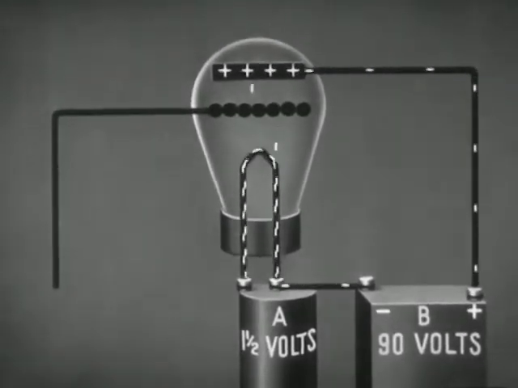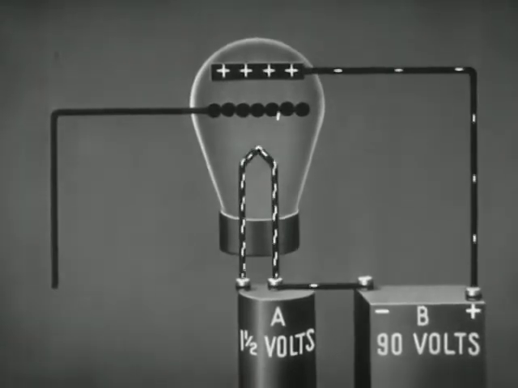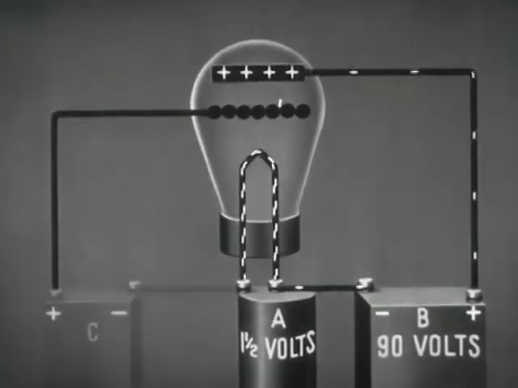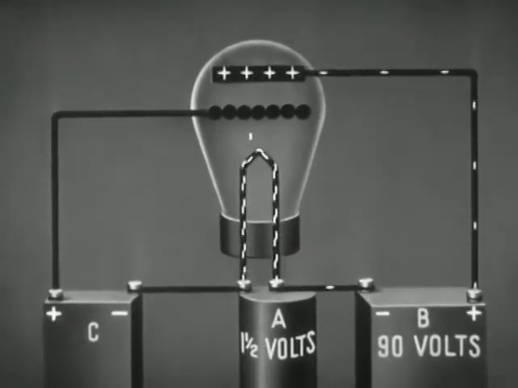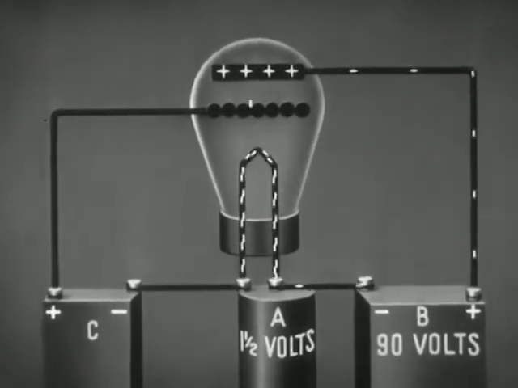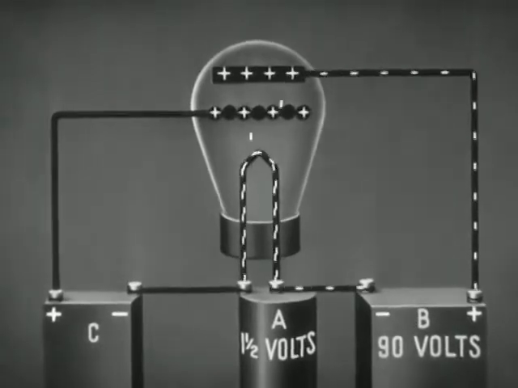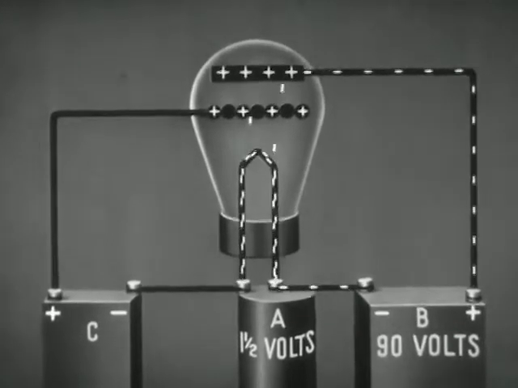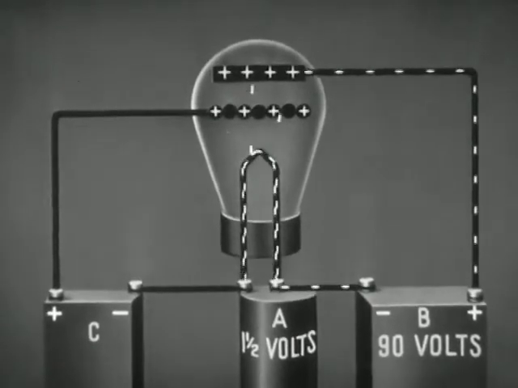A third element of wire mesh, called the grid, is inserted between the filament and the plate. Now let us connect a battery in the grid circuit so that the grid can be given a large positive charge. The pull of this positive charge is added to that of the plate, and more current flows. Electrons moving from the filament to the plate pass through the spaces in the grid.